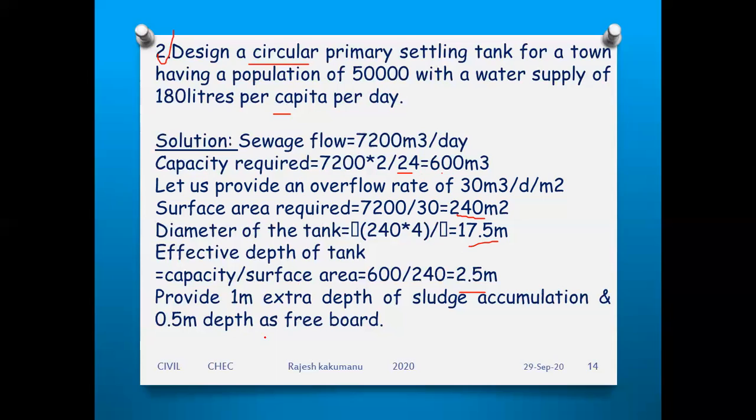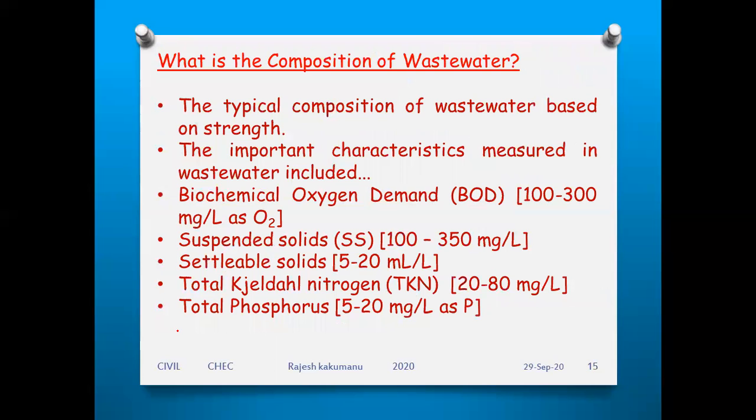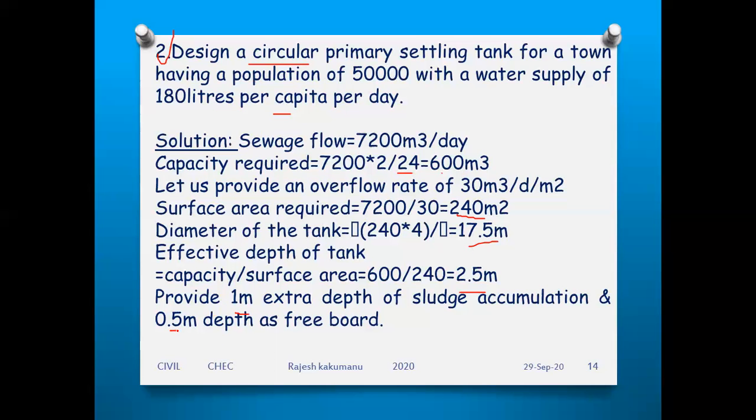So if you get a question like this, you should take 1 meter extra for sludge, because you have done some problems and the accumulation depth is 0.5. After doing this, you are getting the solution. Design a circular primary tank, right?